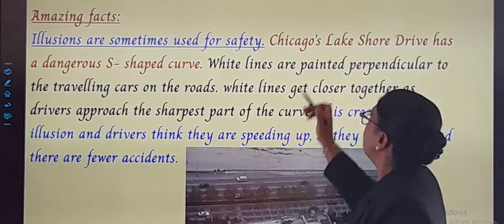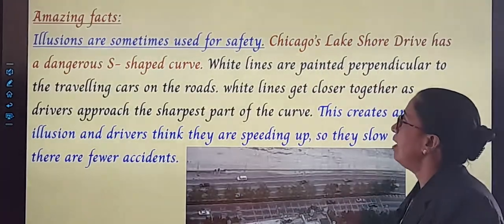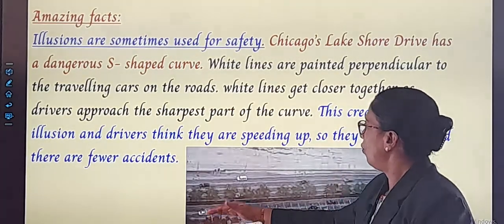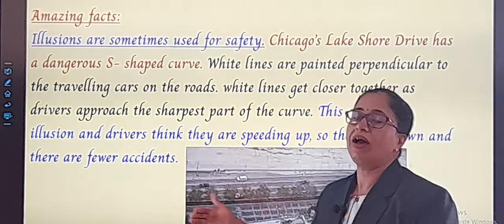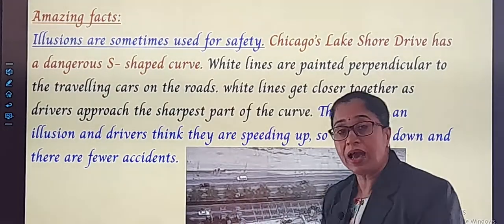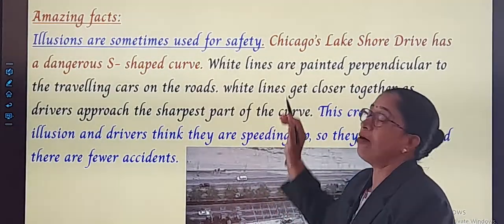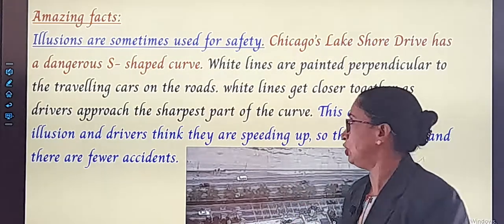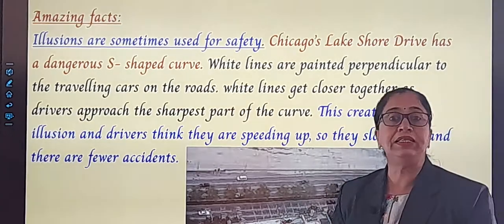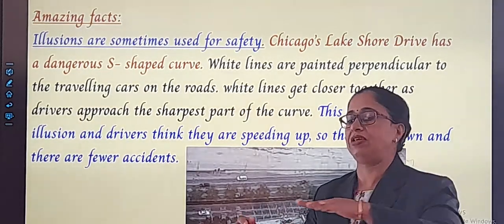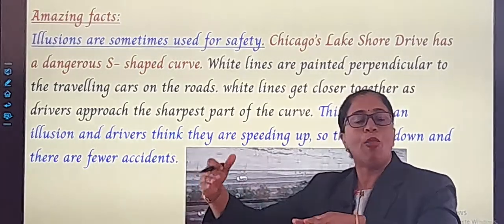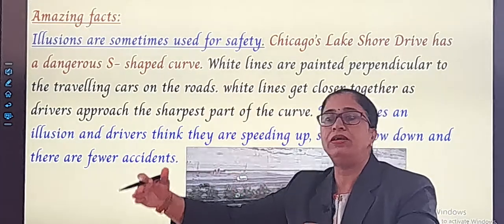Here you can see Chicago Lakeshore Drive has a dangerous S-shaped curve. So, at this particular road, you have a driveway, you have this dangerous S-shaped curve. Now, what is done over here? They have made a very good use of illusion. White lines, you can see the white lines. White lines are painted perpendicular. So, the car is driving this way. The white lines on the road are made perpendicular.